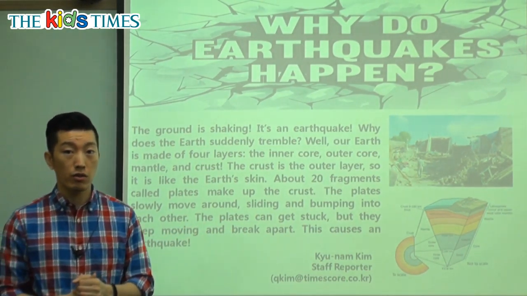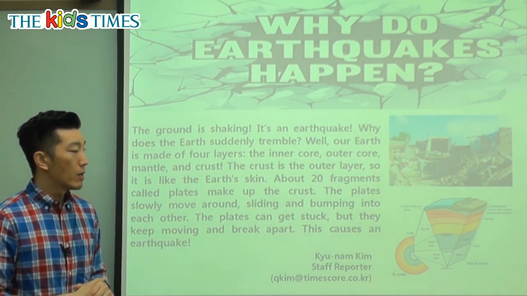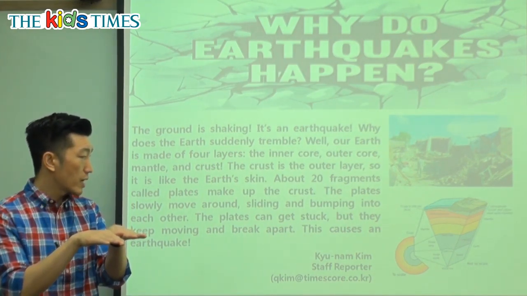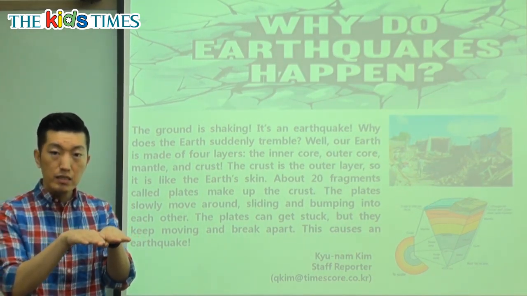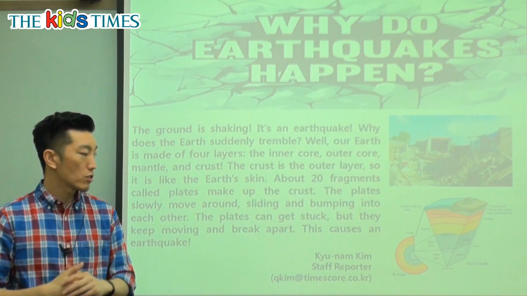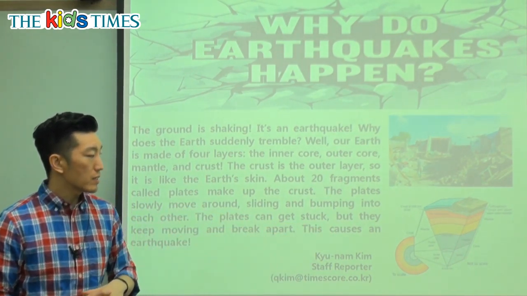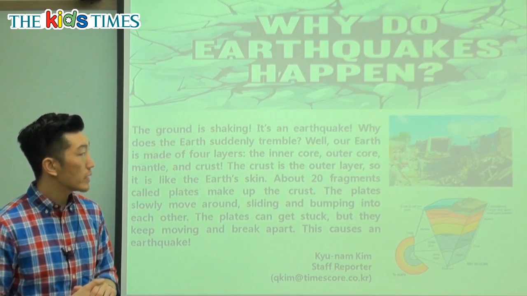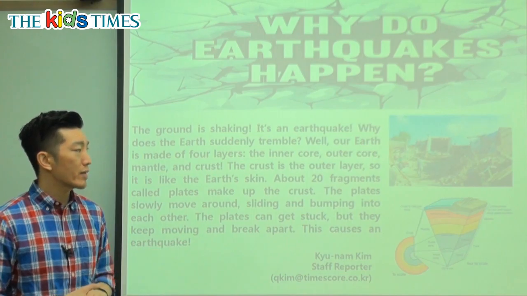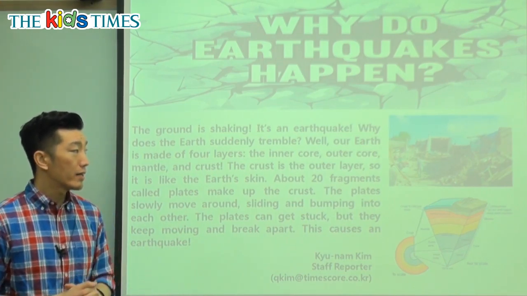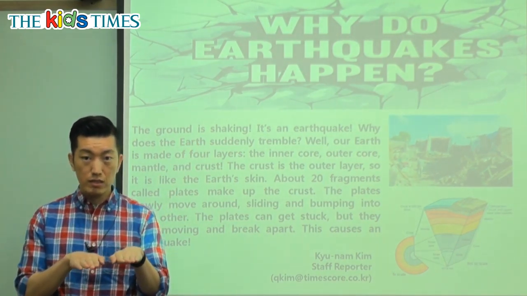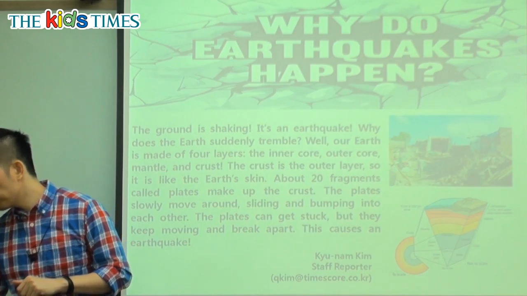This causes an earthquake. So, where does the earthquake come from? It comes from the top layer of our earth, which is called the crust. From the crust, these plates constantly move around and sometimes they bump into each other, they crack open, and that's what causes the earthquake. If you look at the picture, we see the different layers. The crust is at the top. And there's another picture of the aftermath, what happens after an earthquake. Earthquakes can be very devastating, very scary, and can destroy a lot of things. So this is why earthquakes happen. The different plates are moving around and bumping into each other.